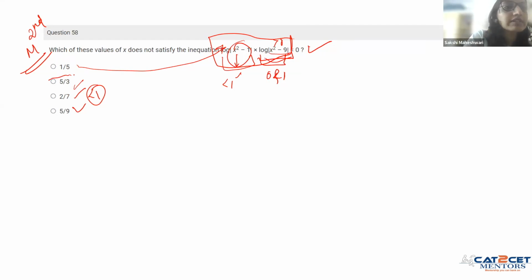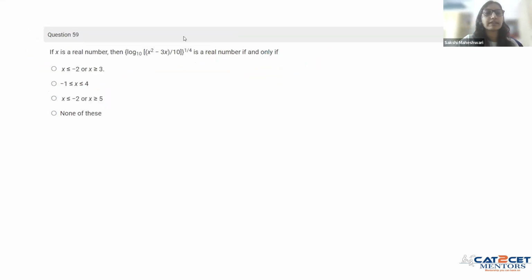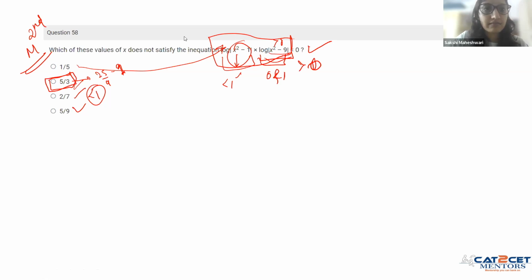So I think the only bottleneck would be this option because this is greater than 1. So for this, 25 by 9 minus 9, this will be greater than 1 and also this will be greater than 1. Are you getting it? So this will become greater than 0, right? This was the only trick. I think you can solve it in seconds, but you should not go on solving this complete inequality. Just substitute the values and you'll understand.